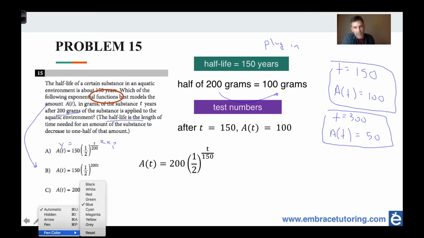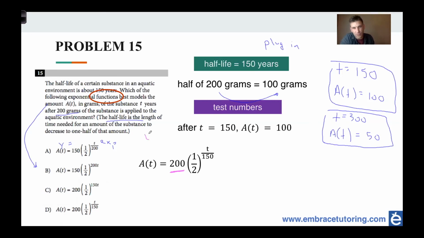The reason why I chose the 200 here, and I told you this before, is that if you follow the units, this is in units of grams. Well, this is the numerator, right? Which means that this here also has to be in units of grams because of my numerator. And the t is time. That's referring to 150 years. So that's why this is in years. That's why it's connected to there.